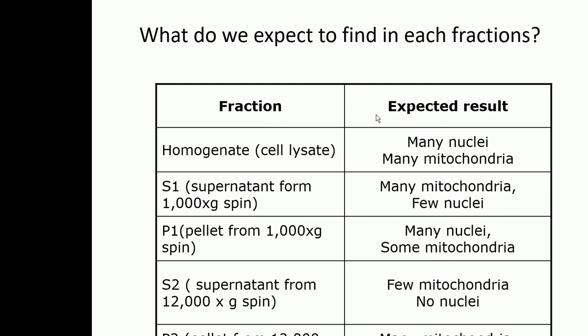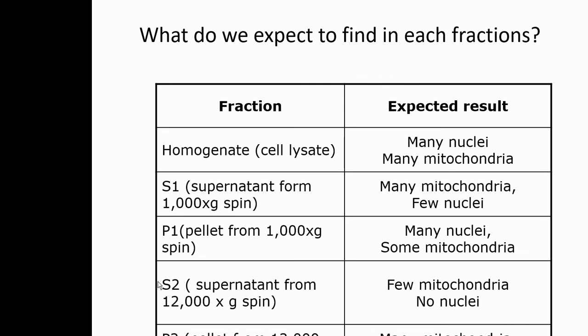The first one, when we make the homogenate of the cells, we expect a lot of nuclei and many mitochondria in that because it has everything. When you spin it down, in the first pellet we expect many nuclei and some mitochondria because a lot of nuclei have settled down in P1. In S1, we expect few nuclei and many mitochondria.